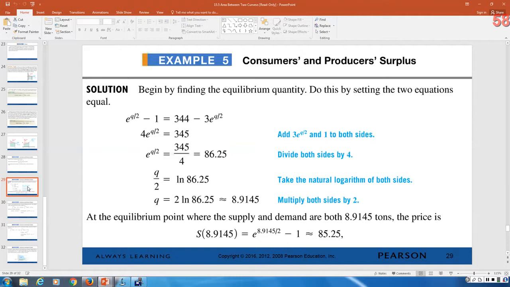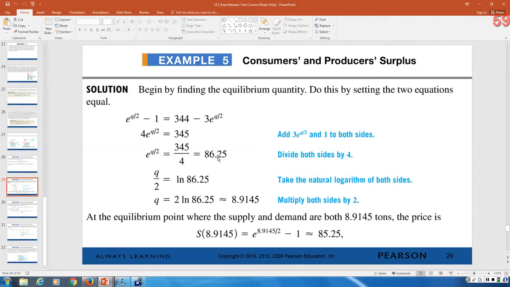What we have to do to begin is find out where those two are equal to each other. Where is the equilibrium point? And you can do that algebraically or graphically. With a problem like this, I honestly think graphically might not be quite as clean and neat as doing it algebraically. So we just set the two equal to each other. You add the 3e to the q over 2 to both sides, so this is plus 3e to the one-half q, and added to this side, you've got 4e to the one-half q. And then add this one to both sides, so you've got 345. And then divide both sides by 4 and get 86.25.